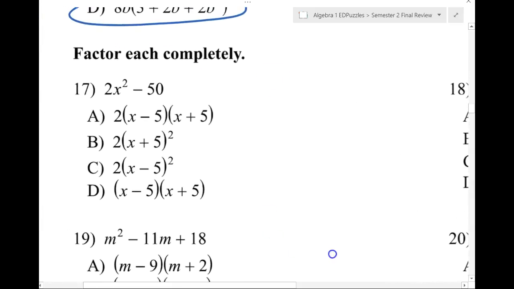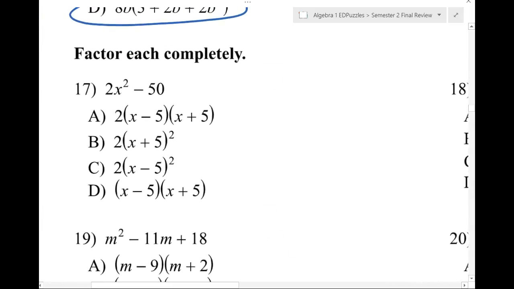Factor each of these completely. Okay? Well, to factor this one, you might think, oh wait, two numbers with a minus in the middle? Well, I could just do the shortcut, right? You can't do the shortcut because you can't take the square root of 2 or the square root of 50. That doesn't give you a whole number.